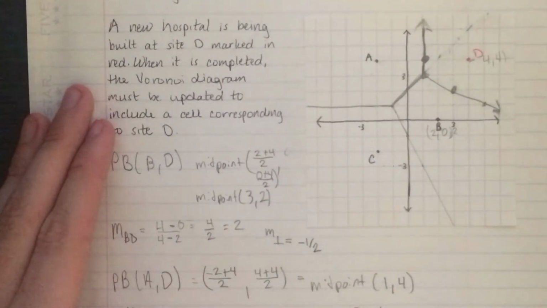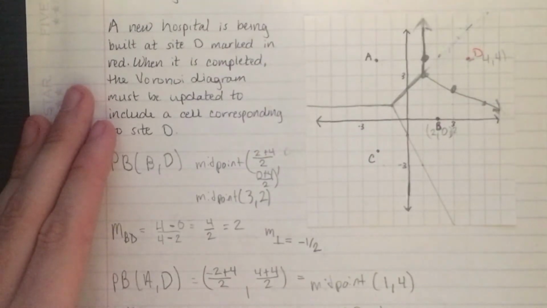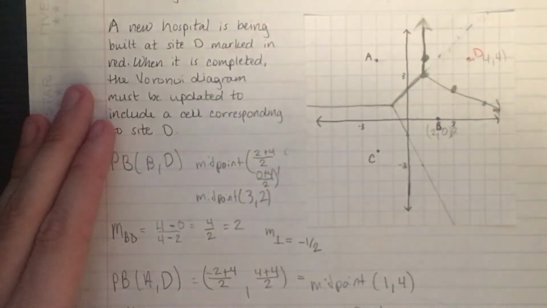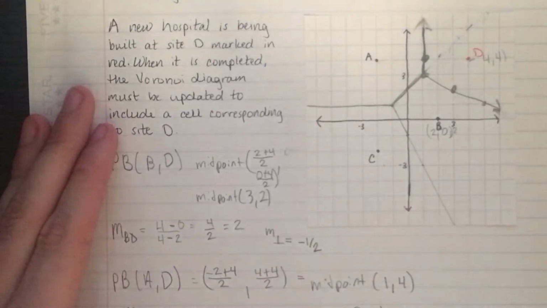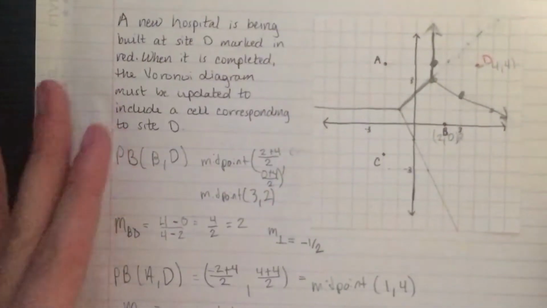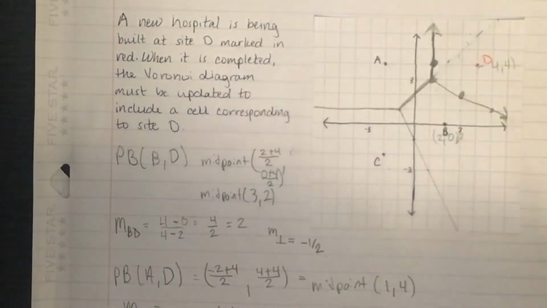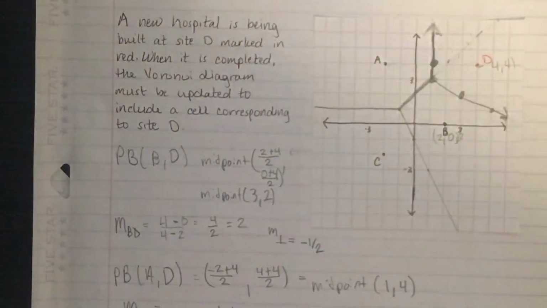And so this is a real issue that when you're building new facilities in a town, you need to make sure that you're revising the areas that you're serving. Because if you're going to put a new location somewhere, you may have to reconsider who you are serving. So we're going to look at one more example of a Voronoi diagram.